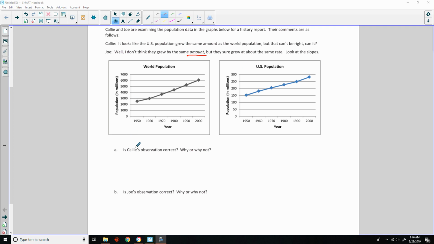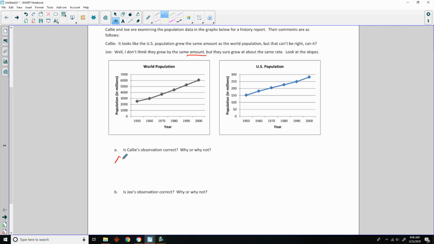So A says, "Is Callie's observation correct? Why or why not?" So she thinks they grew the same amount from the year 1950 to the year 2000. The graphs look almost identical. Well, it is not true.